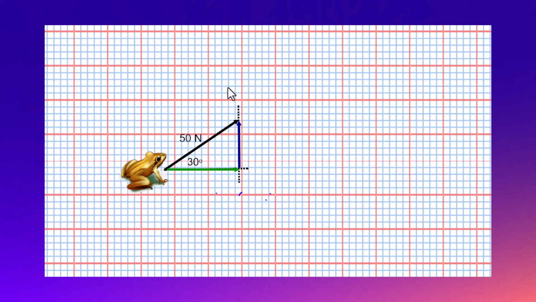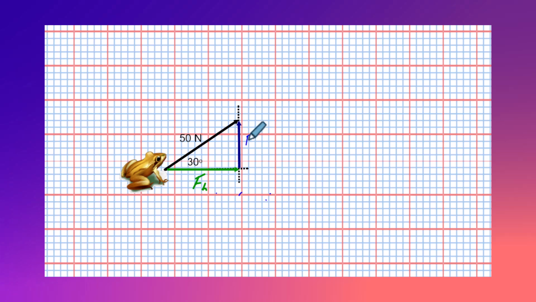We can mark them in terms of symbols. We can say this is the horizontal force, so we call that FH, and this will be the vertical force, which we can call FV. There they have the two different colours here.